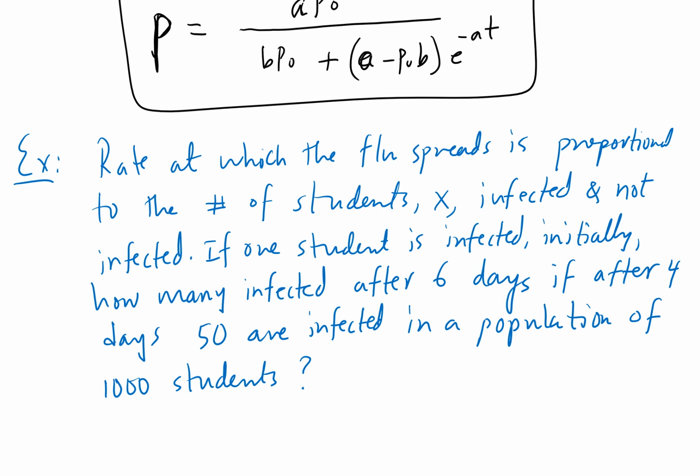This is a nice example to find out, let's say, kind of like a prediction. It tells us how many do we expect to get infected after 6 days, if we know how many initially were infected and after 4 days what was the count of the infected students?